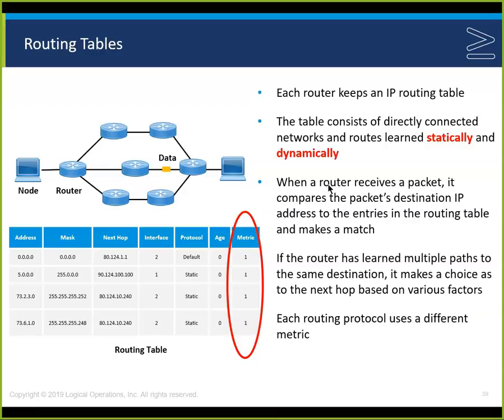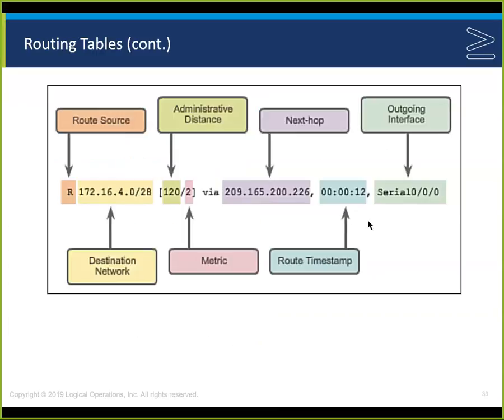That we've talked about, that doesn't show up here. We have default routes. Static routes are going to be ones that we're going to use. What do we got? R is the route source. In this case, it's RIP, the destination network, administrative distance, and RIP's administrative distance is 120. The metric 2, which says that it's 2 hops away. The next hop via the next hop router, the router that you're connected to, 209.165. The route timestamp, basically how long have I had that route. And then the interface, the outgoing interface that this data will use.